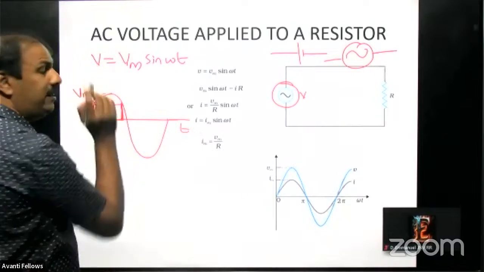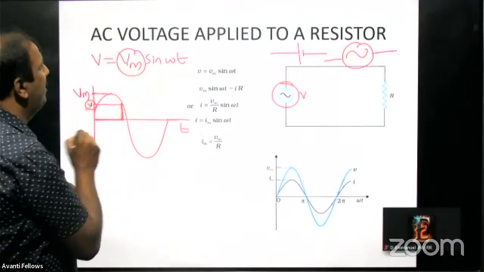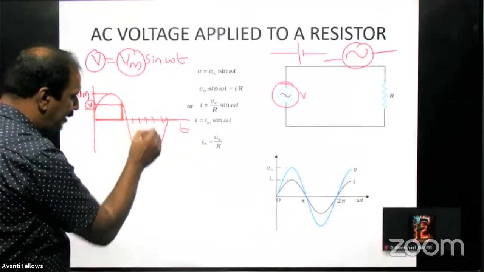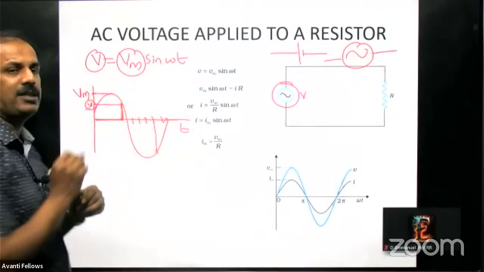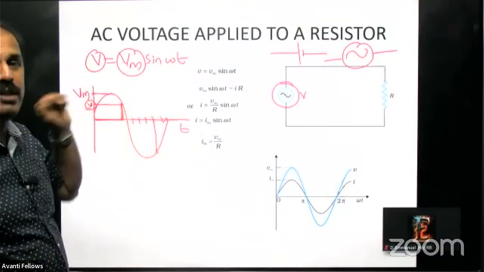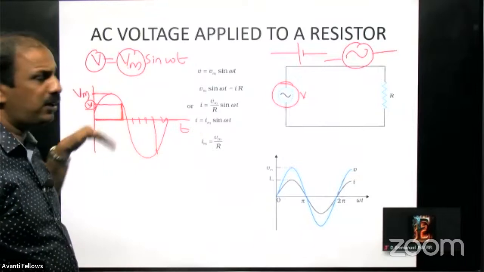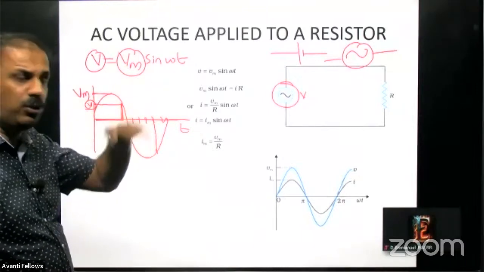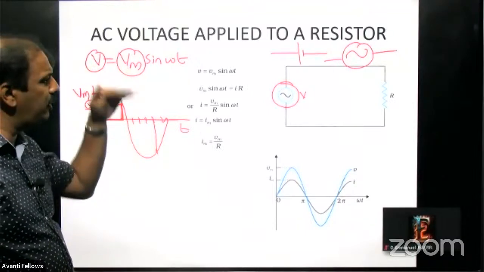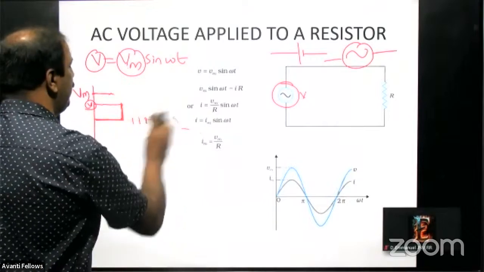I think the concept is clear. This Vm means this maximum height. This V means you take a particular time here, and at that time, what is the value of V? That is called V. So V is the instantaneous voltage. Vm is the height of this, the maximum value or the amplitude of that oscillation. So the wave goes like this. If you know this much, the remaining will be easy.